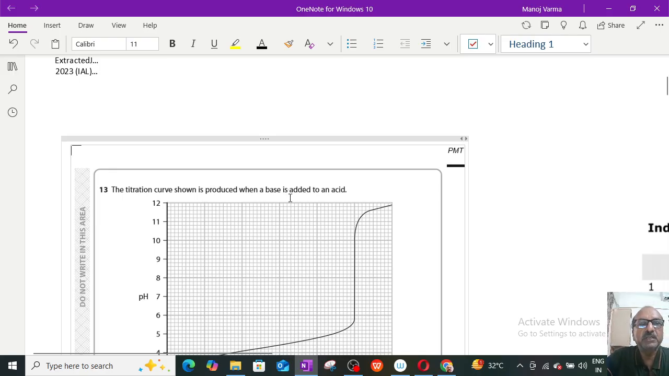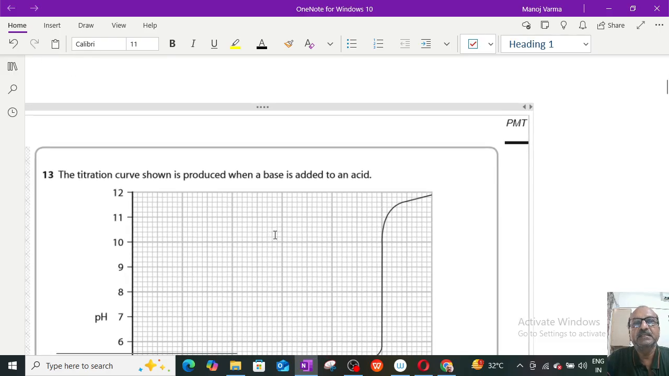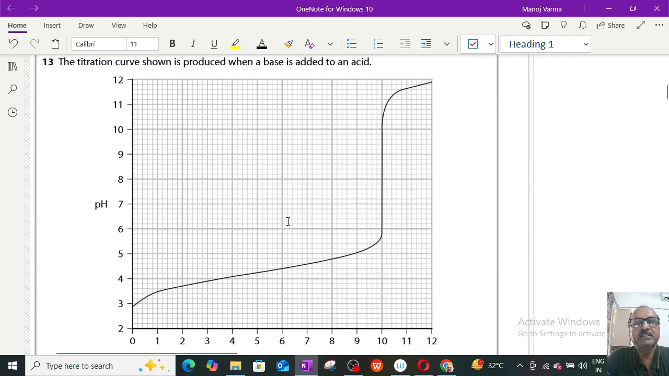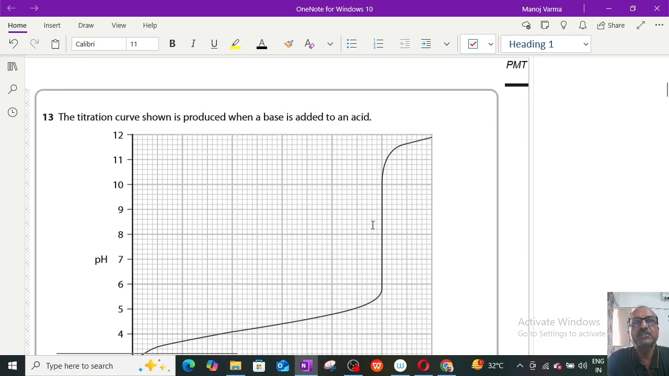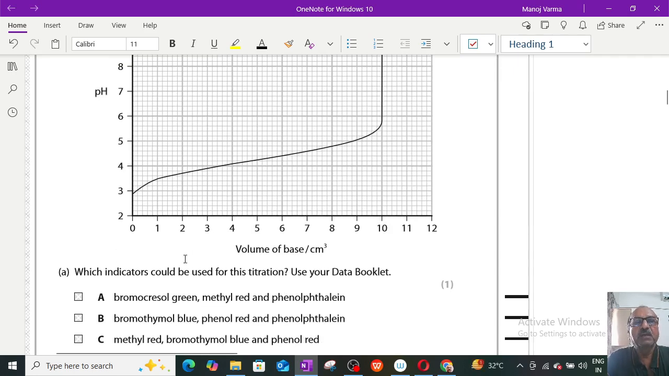The first question goes like this: the titration curve shown is produced when a base is added to an acid. And this is the titration curve. You can see it starts from a pH near about 3, and then it ends at a pH around about 14. So what are the options? Which indicators could be used for this titration?